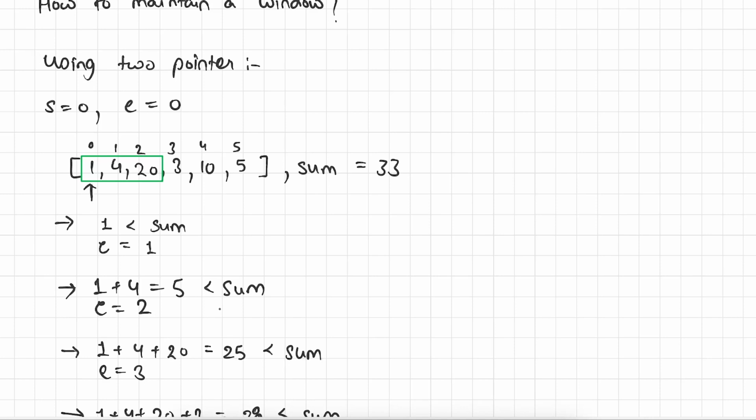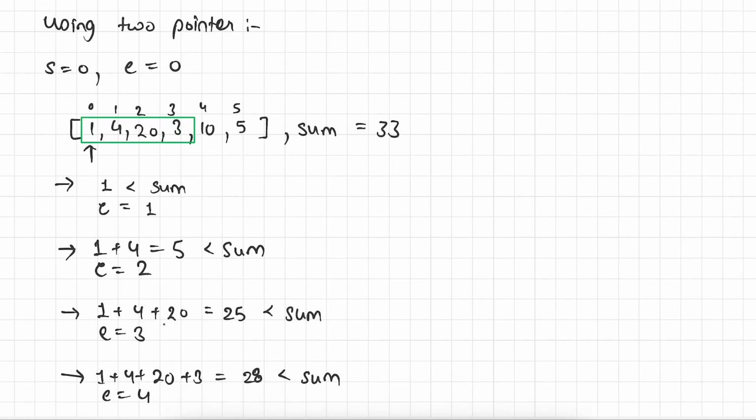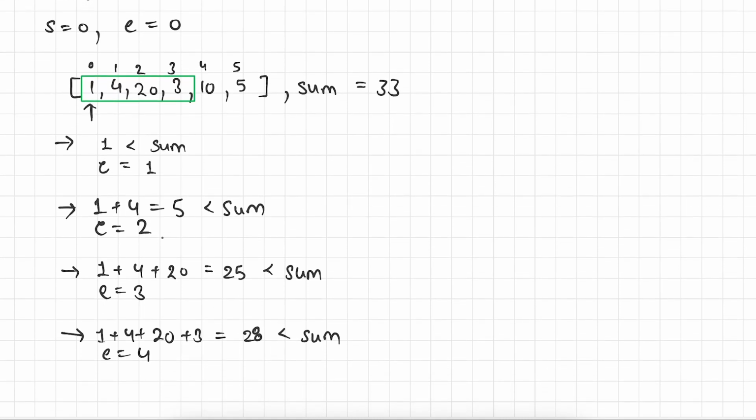Although we are getting closer to sum, we are still not done. So again we extend the size of the window. Now we have 4 elements in this window, 1, 4, 20 and 3, and their sum is 28. But 28 is also less than sum. Now what do we do here? Again we have to extend the size of the window.